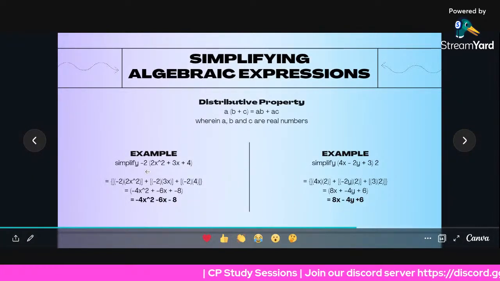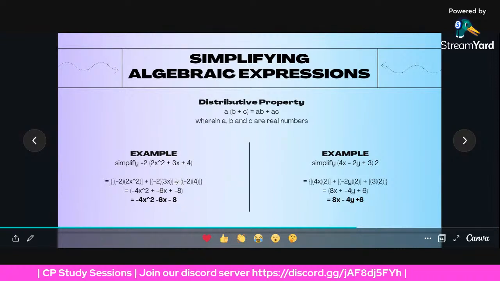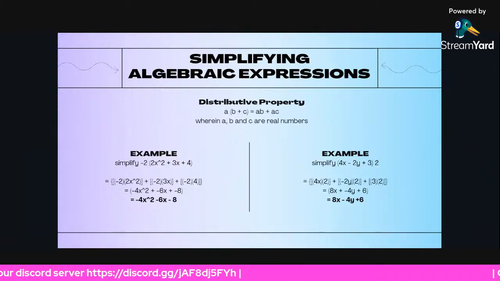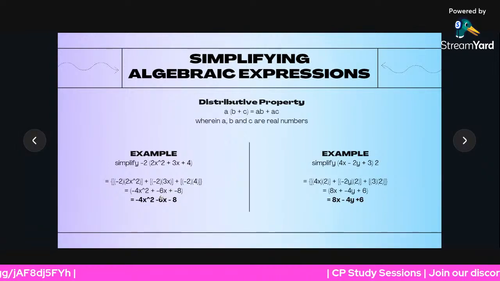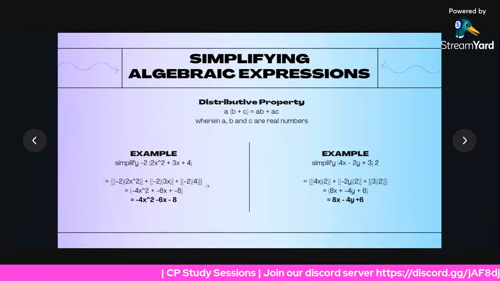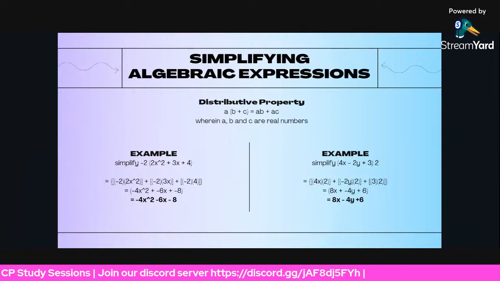Then, next tayo, negative 2 times 3x. So, multiply mo lang yan, then copy mo yung variable na naging negative 6x. So, next is yung last term. Negative 2 times 4, kaya ang sagot natin is negative 8.